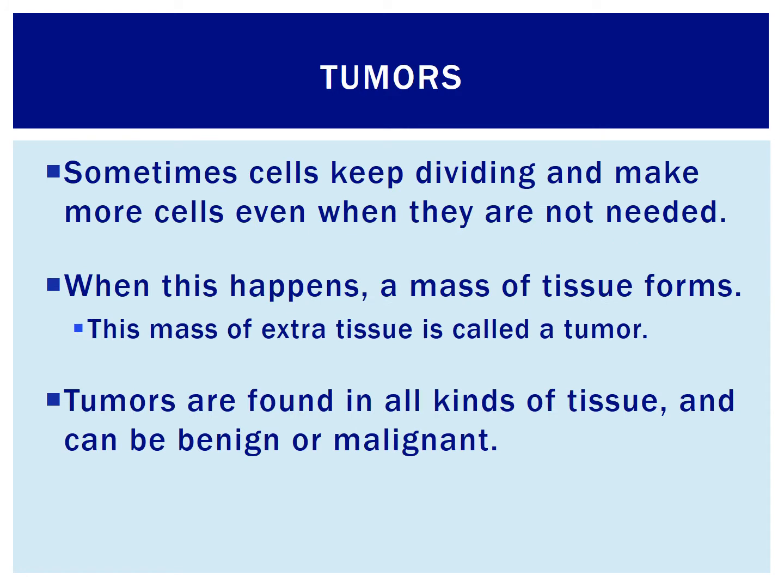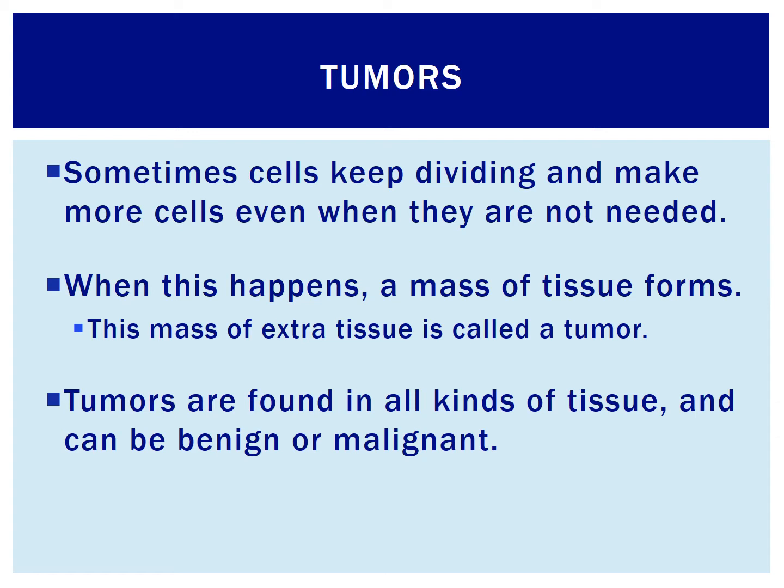Because of many different reasons, cells sometimes keep dividing and make more cells even when they are not needed. When this happens, a mass of tissue forms called a tumor. Tumors can be found in all kinds of tissue. Question: what are the types of tissue that can have tumors? Answer: types of tissue include muscle tissue and epithelial tissue, which includes skin and the lining of organs.